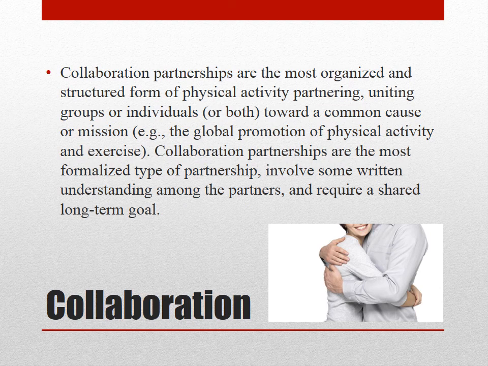The last type of partnership is a collaboration partnership. These are typically the most organized and structured partnerships. We're looking at several different groups of individuals who are focused on one very specific cause. In collaborative partnerships, there's typically some formalized writing, such as a contract or an agreement, in what the partners are responsible for. They have a shared long-term goal. They're working very closely together. They may share personnel, they may share resources, they may even share funding. So collaboration partnerships are very closely working together, in very good communication with each other. Oftentimes, these are long-term partnerships as well.